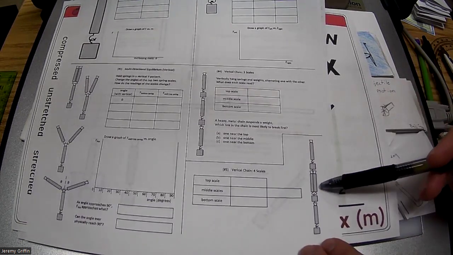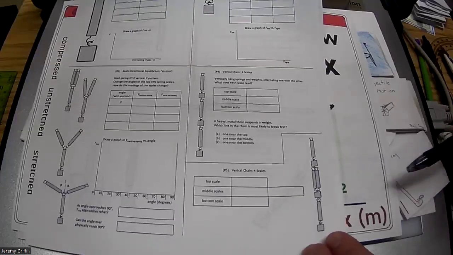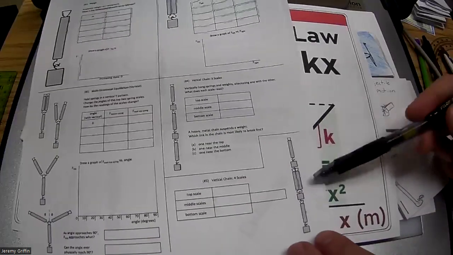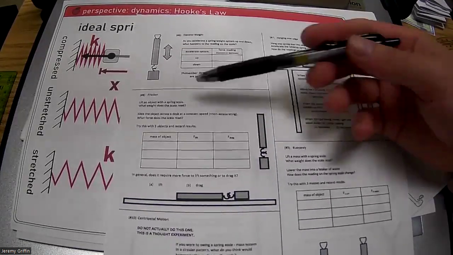What if you slip in another scale right here? Or if I have a double scale in the middle? What do you think happens to those force readings? What if you had a monkey and a monkey friend on the back? Let's make this dynamic. Let's give some motion to this.